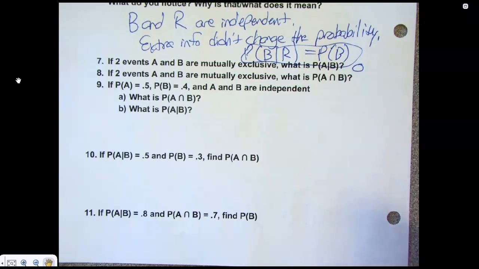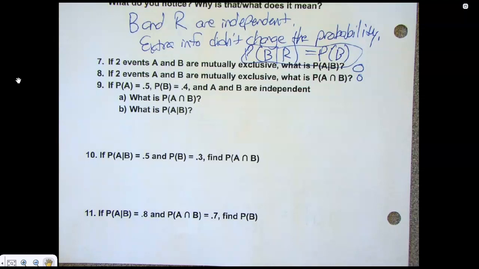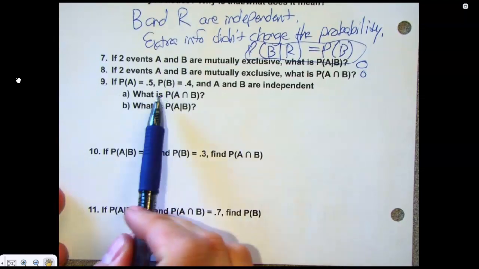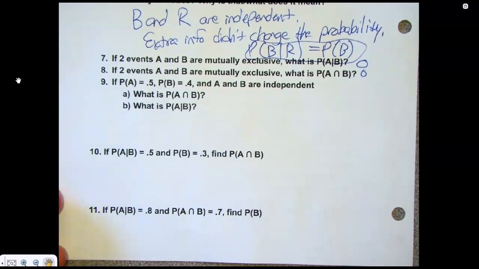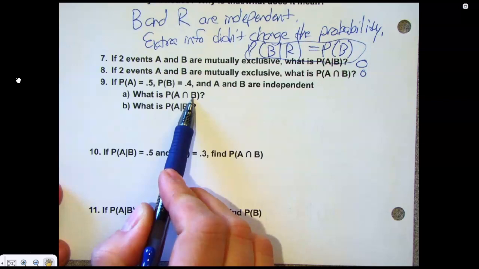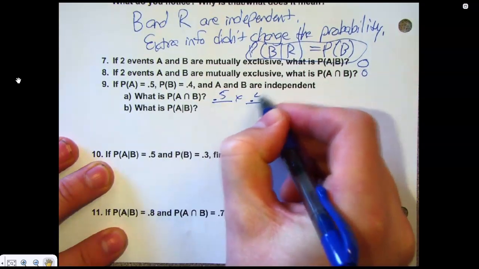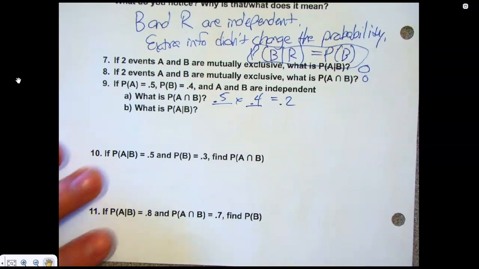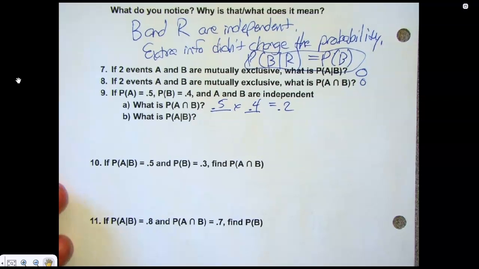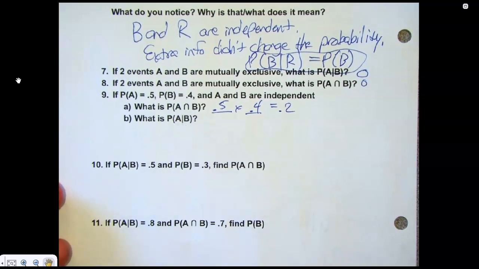Like, you can't be in Stats and Chem at the same time, right? Does that make sense? Okay, A and B are independent. What's the probability of A and B? If two things are independent, how do you find the probabilities? Multiply them together, that's like those slots. So you would say 0.5 times 0.4, which would be 0.2.